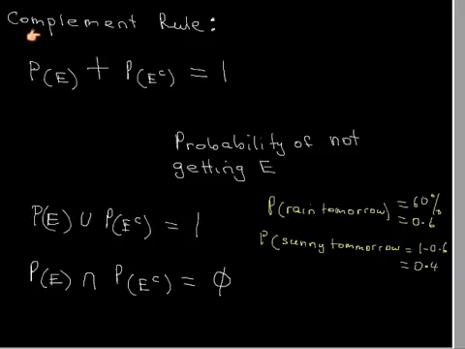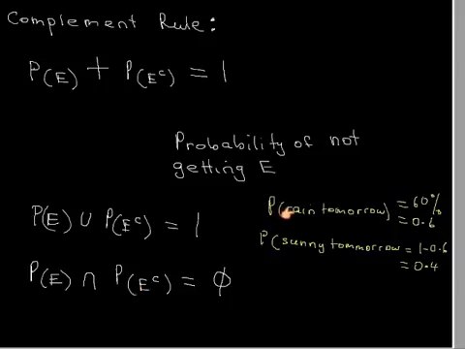There is another concept, the complement rule. If you have probability of E plus the probability of the complement of E, which is not E, that is equal to 1, which means probability of event E occurring plus the probability of E not occurring is 1. You can think of it as probability of E union E complement is 1. Now, if you have E intersection not E, it's a null set. It's not possible to have an event occurring intersecting with the same event not occurring.